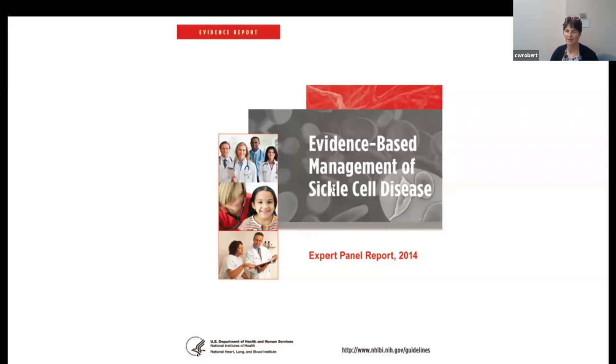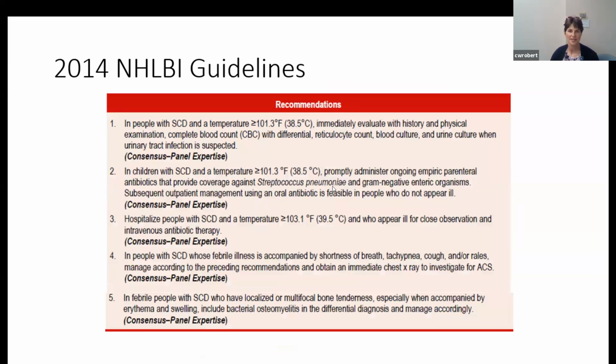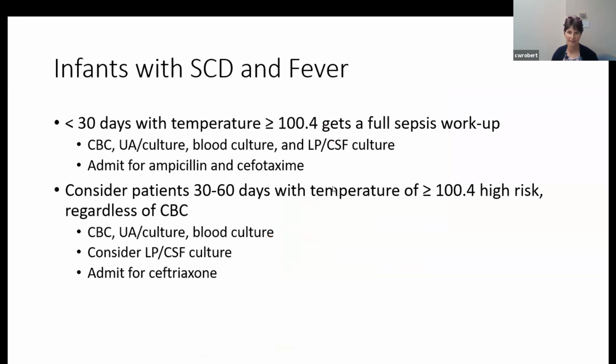So again, this is the cover for those guidelines, which you should all read at some point. It's about 100 pages, so it's a quick read. Acute and chronic pediatric and adult sickle cell. But anyhow, per these guidelines, if you have fever and sickle cell, you need a minimum workup: CBC, retic, blood culture, and a dose of ceftriaxone. And if their temperature is 103.1 or they're ill appearing, they get admitted.